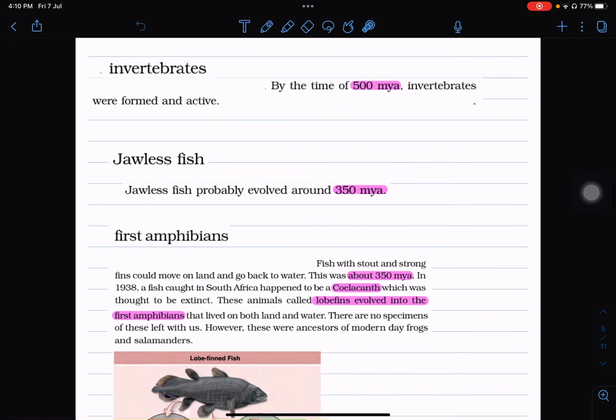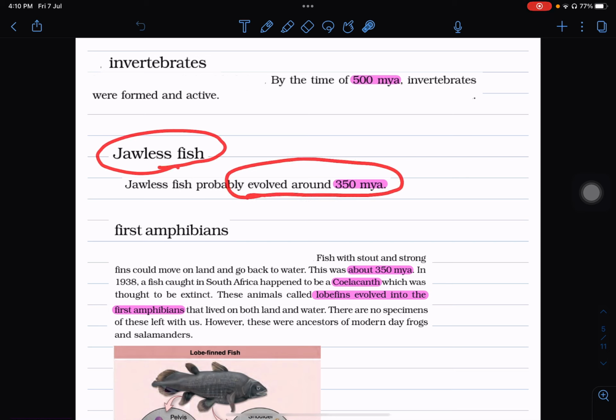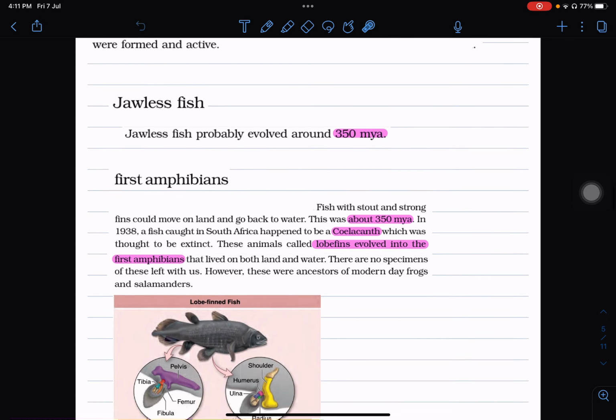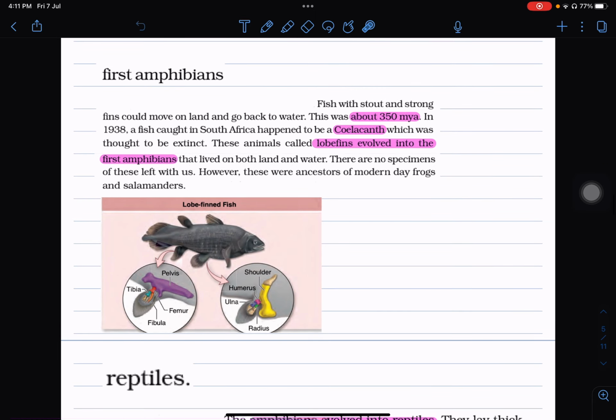And after the origin and dominance of invertebrates, the jawless fish evolved. Jawless fish probably evolved around 350 million years ago. So invertebrates 500 million years ago, the jawless fish 350 million years ago. From jawless fish, fish with jaws, or true fish, evolved. And from fish, amphibians evolved. First, amphibians evolved from fish, and this was about 350 million years ago.